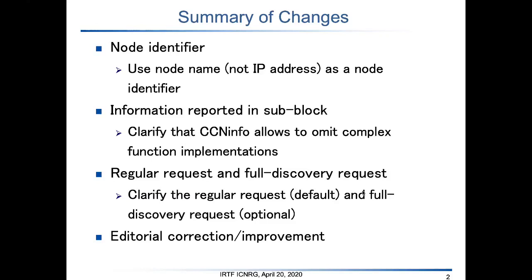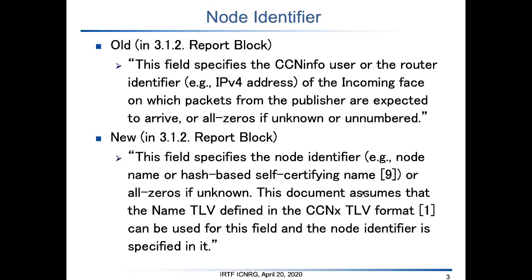So anyway, we need to clarify that CCNinfo allows omitting complex function implementations. And the third one is the regular interest and the full discovery request. So we also clarify the regular request, which is default, and the full discovery request, which is optional. And there are several editorial corrections and improvements. So the first one, node identifier.